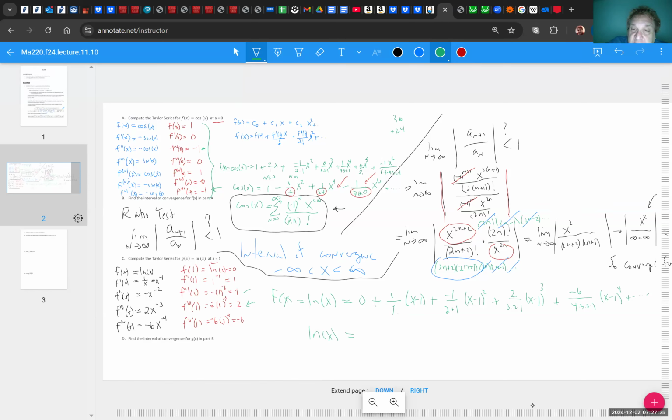So 1 over 1 is just 1, and then we get x minus 1. Negative 1 over 2 times 1 is just negative 1 over 2. The next term is 2 over 3 times 2 times 1. The 2's divide out, so we're left with positive 1 over 3.